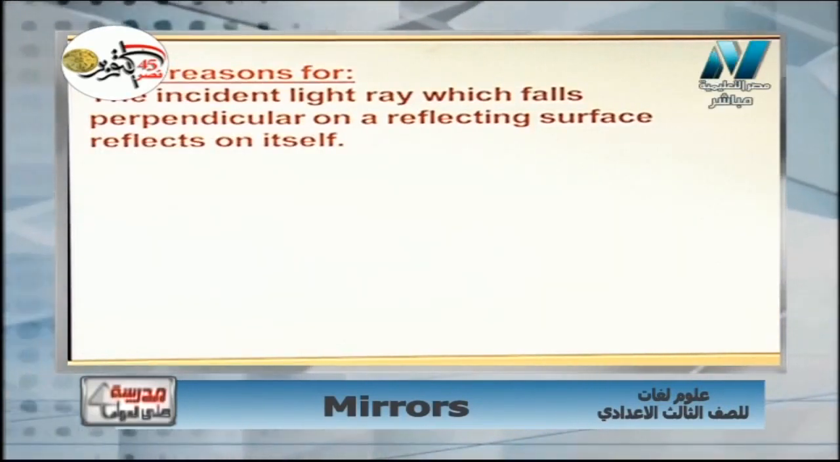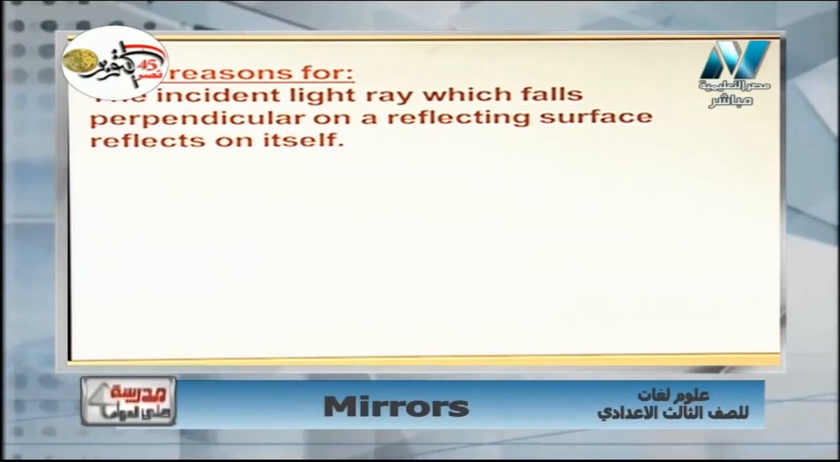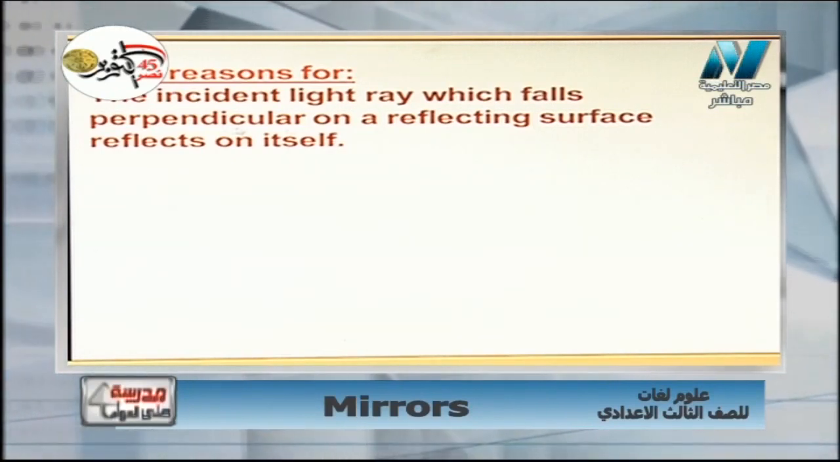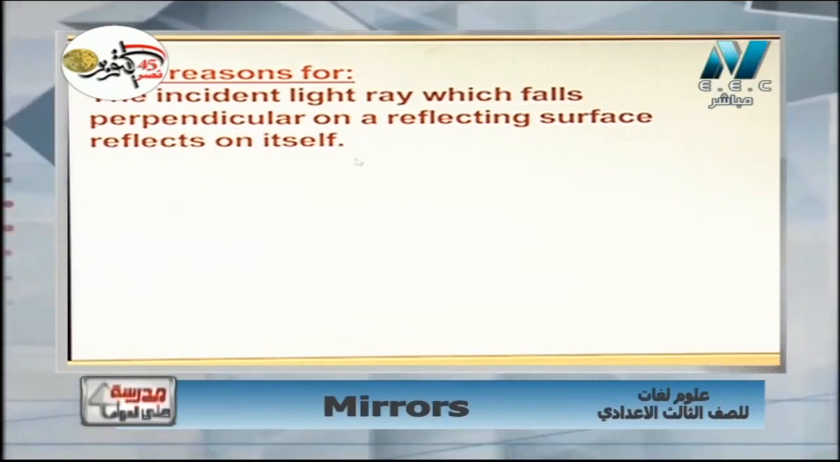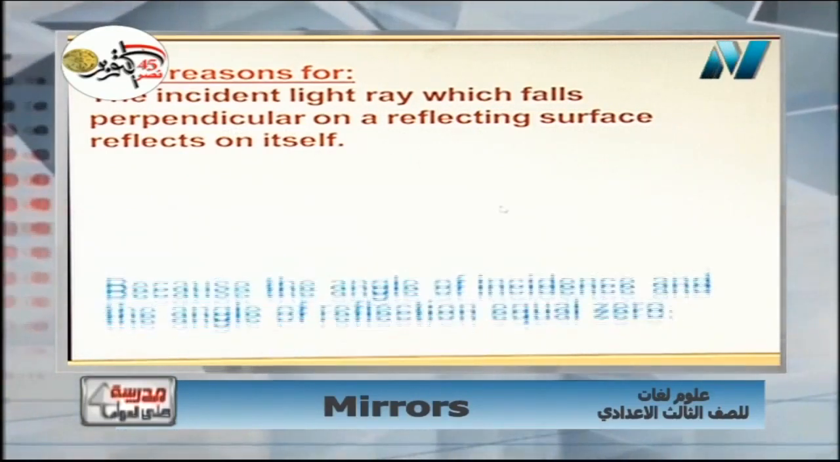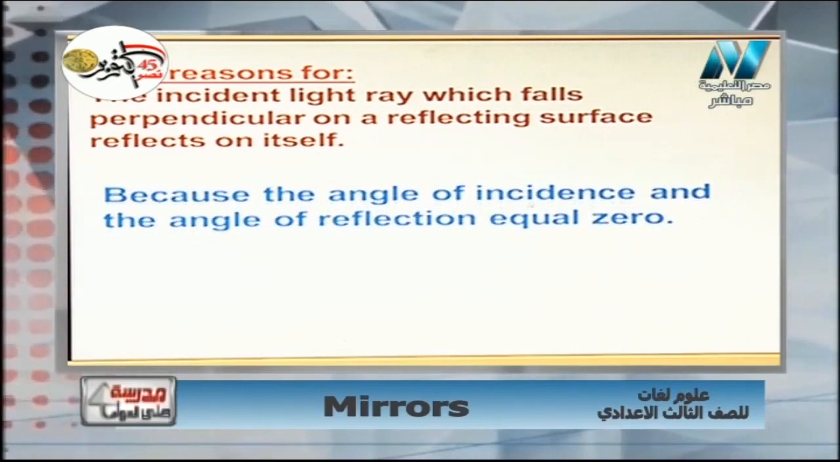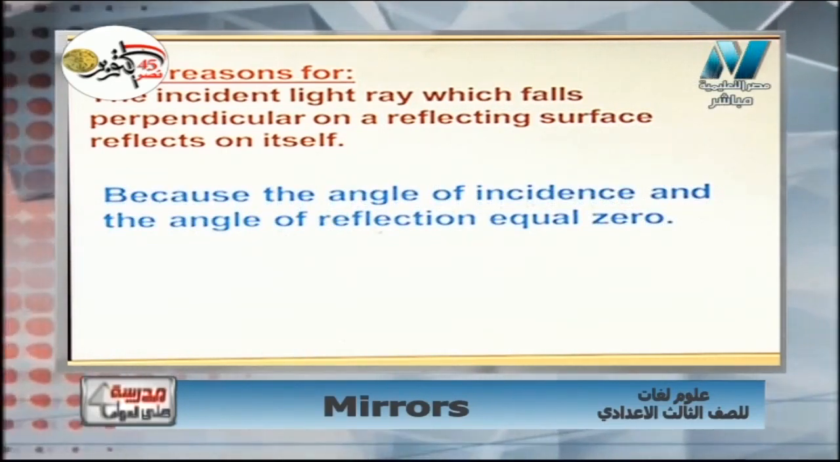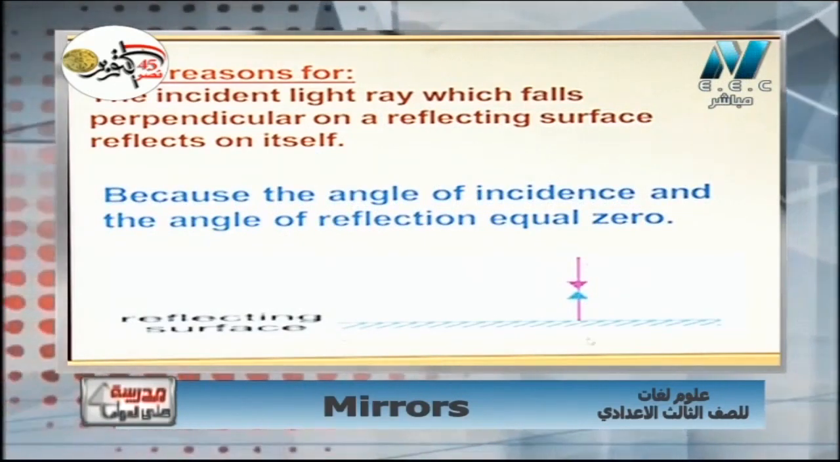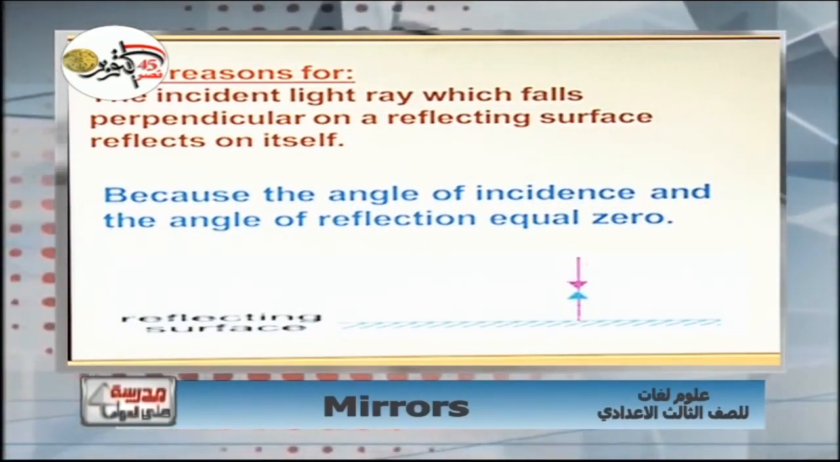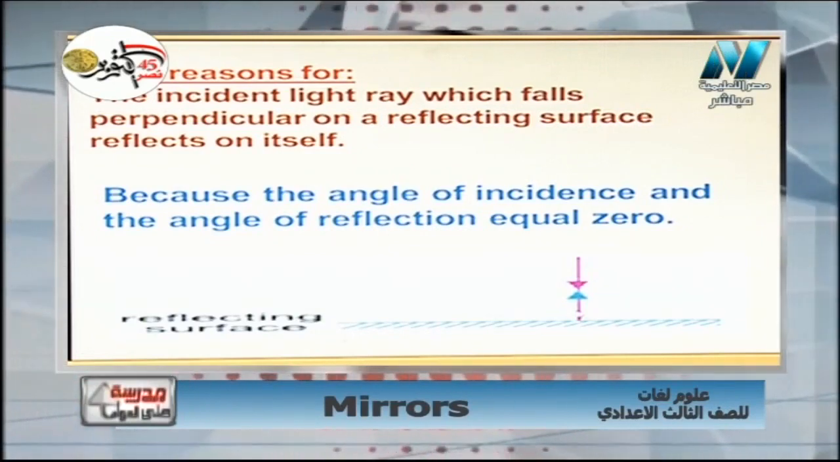Now give reason. The incident light ray which falls perpendicular, what is meant by perpendicular? It means with an angle of 90 on a reflecting surface, it reflects on itself. Why does it reflect on itself? Because the angle of incidence equals the angle of reflection equals 0, like this diagram. So it will fall and return on itself. The angle between them is 0.